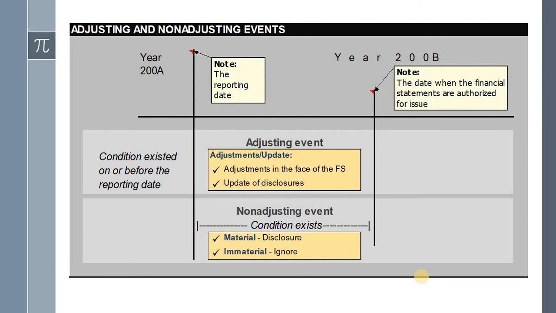So now let us proceed to the two types of events after the reporting period. Again, these are the adjusting and non-adjusting events. So for the adjusting events, to consider the event as an adjusting event, again, there must be a condition that existed on or before the end of the current reporting date, which in this example, our reporting period is year 2008.